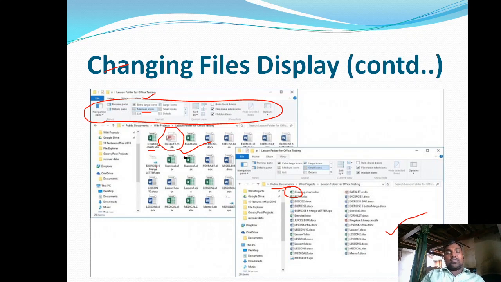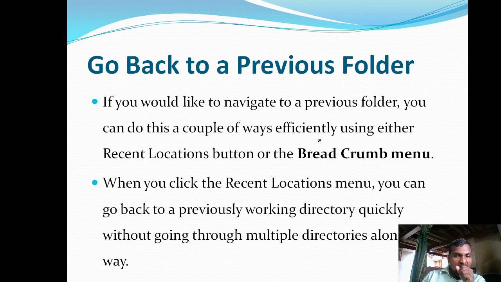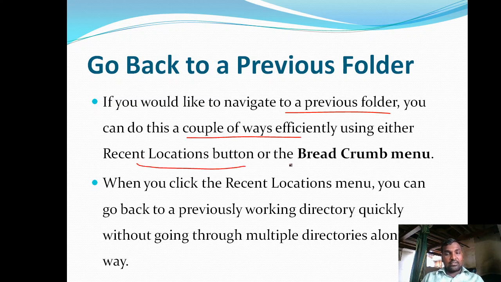Okay, so in this way you can change or choose any one of the options available under the View. Next, if you would like to navigate to a previous folder, you can do this in a couple of ways efficiently, using either the recent locations button or the breadcrumb menu. So if you want to move to the previous folders, you can use any one of these.